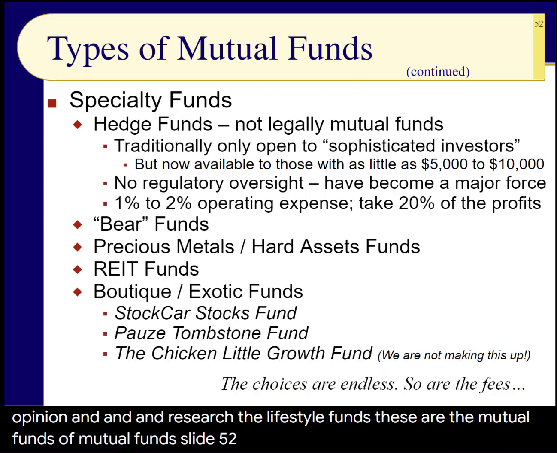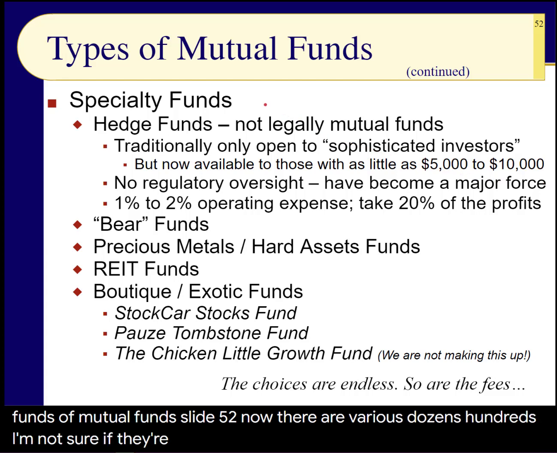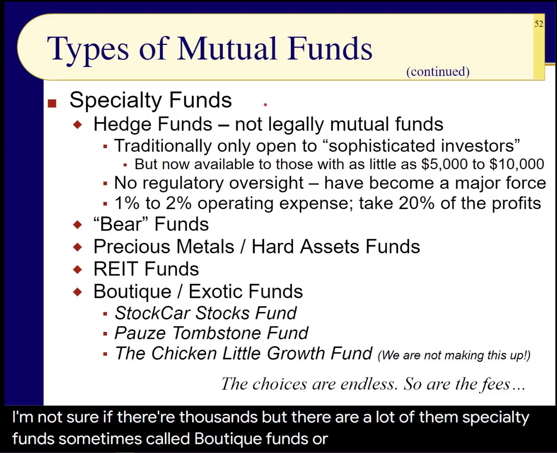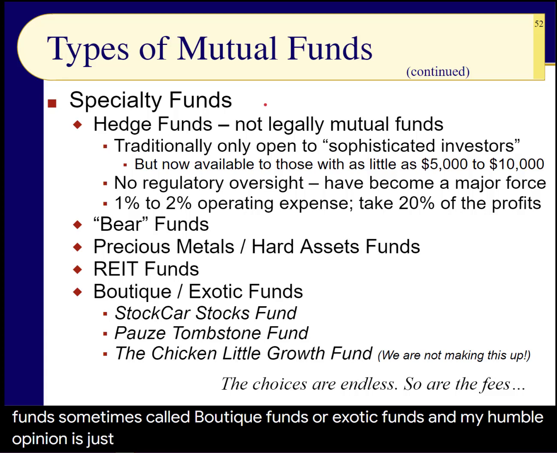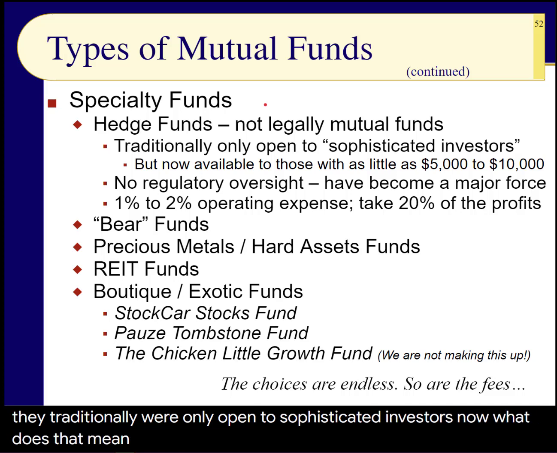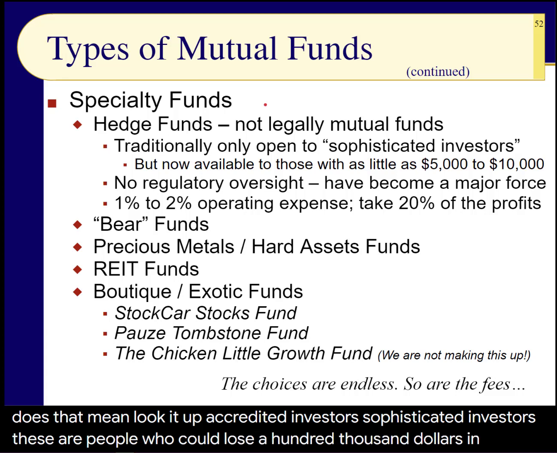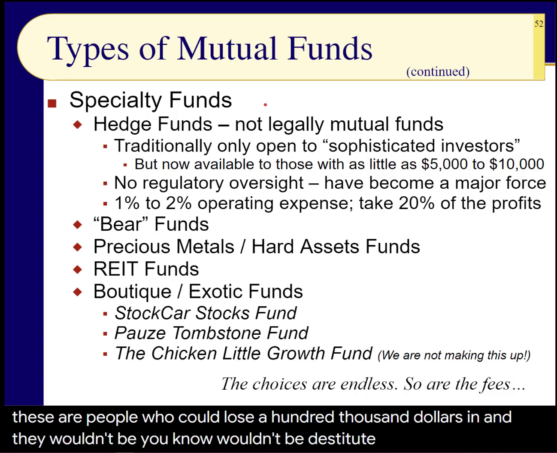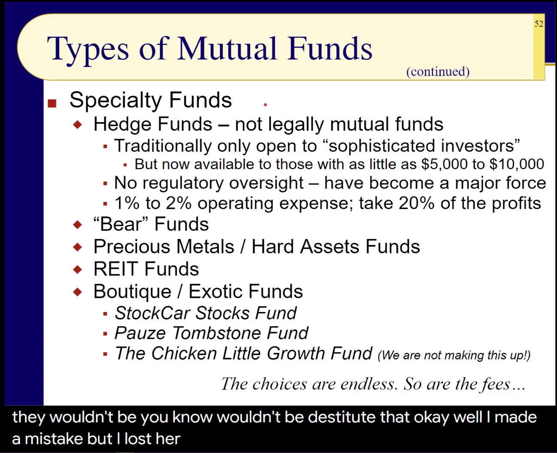Slide 52. Now, there are dozens, hundreds, I'm not sure if there are thousands, but there are a lot of specialty funds, sometimes called boutique funds or exotic funds. My humble opinion is just stay far away from these things. First of all, the first category is not legally a mutual fund. It's called a hedge fund. They traditionally were only open to sophisticated investors. Now, what does that mean? Look it up. Accredited investors, sophisticated investors. These are people who could lose $100,000 and they wouldn't be destitute. They'd say, okay, I made a mistake, but I lost $100,000, and I'm okay.